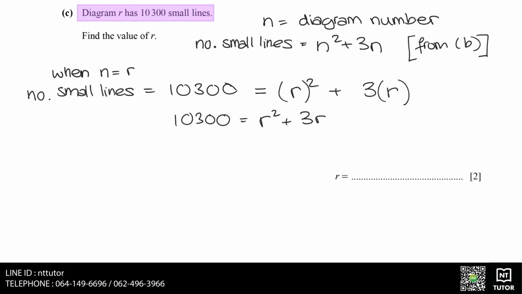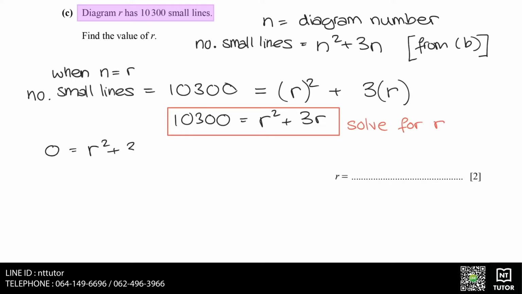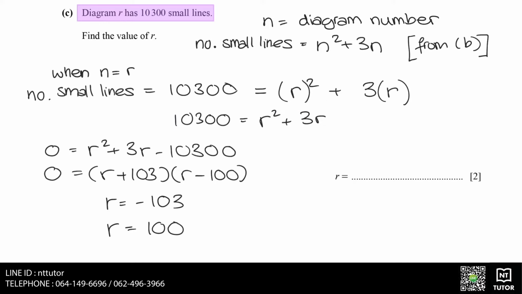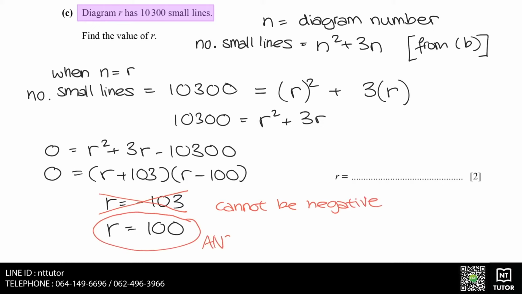And now we have an equation in terms of r that we can solve for r. And we can solve for r by doing factorization. After solving for r, we have two values for r, which are minus 103 and positive 100. Since r represents the diagram number, it cannot be negative. Therefore, the r that we are looking for is equal to 100.